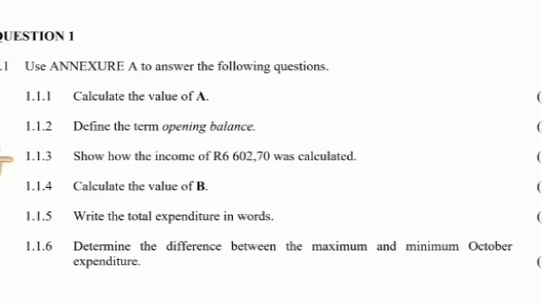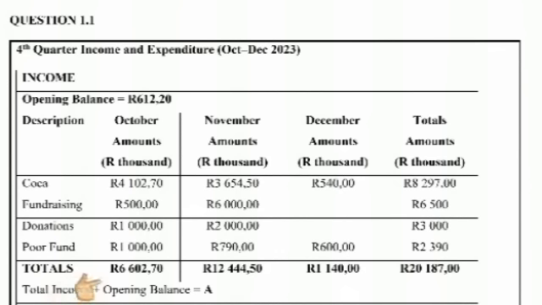And then in question 1.1.3, it says show how the income of 6,602.70 was calculated. This is again that type of question that we said they are going to ask you, that they have calculated something. Show us how they calculated that amount. So we see that in our next A that amount is the total for October amounts. So we are just trying to say, show by calculation how did they get to that amount?